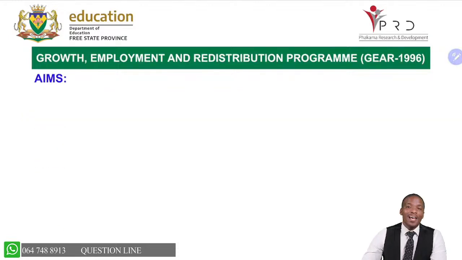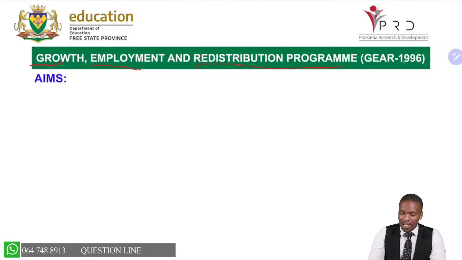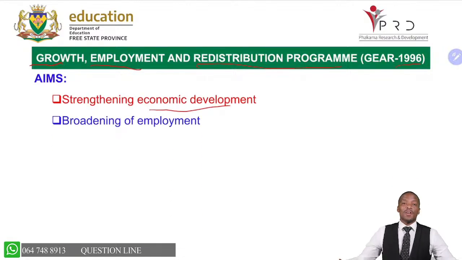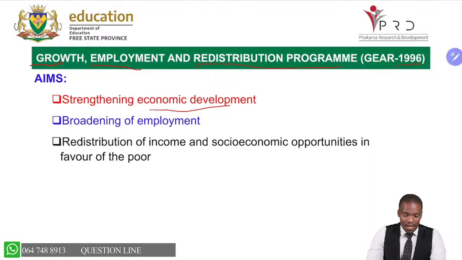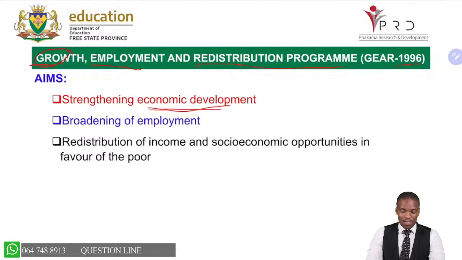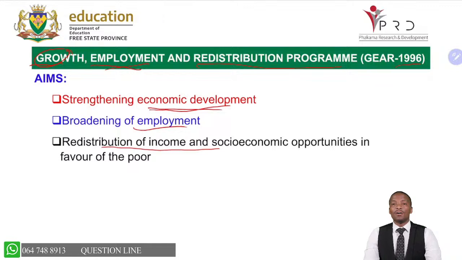If we move here, it is the Growth, Employment and Redistribution programme. It was established in 1996. The aim was to strengthen economic development, to broaden the issue of employment, and also to redistribute income and socioeconomic opportunities in favor of those who are less fortunate. Look at the issue of growth, it is covered under economic growth and development. Employment is there so that people can be employed, and also the redistribution of income. So you can break that into pieces and explain each element as you go.